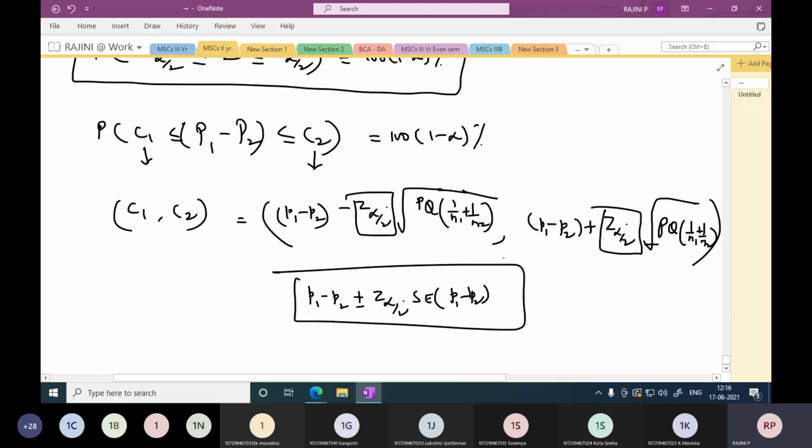Only one student is responding. Very bad. Suppose I ask for the 95% confidence interval for the difference of proportions in the last sample, tell me. P1 minus P2 plus or minus 1.96 into the standard deviation of P1 minus P2. Yes, very good. So in place of Z alpha by 2, this is only for your remembering purpose. I gave you this, dear. Don't write this in the exam. You only need to write till here. So here, in place of Z alpha by 2, you need to write 1.96.